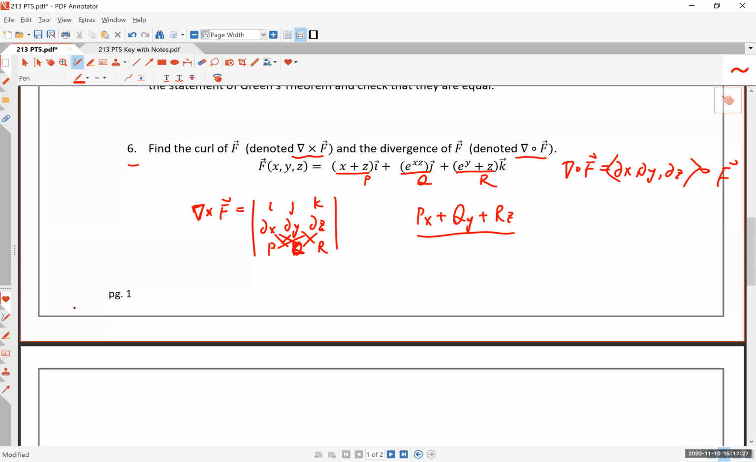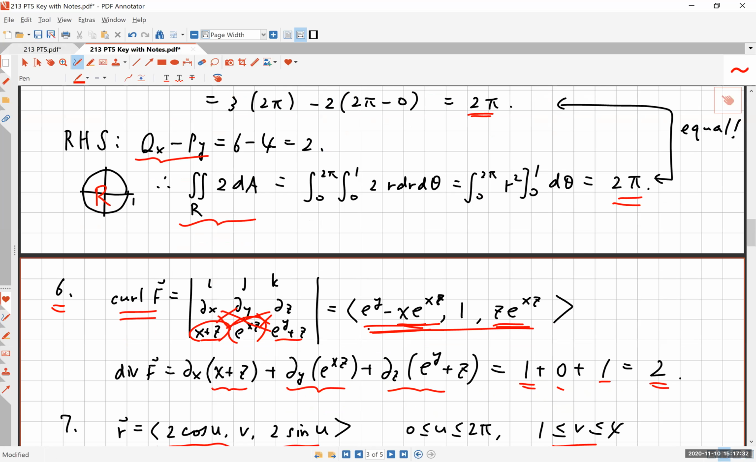And you can see number 6, the curl is, and again, let's make sure you understand this. The first component here would be the partial of this with respect to y, that's e to the y, minus the partial of this with respect to z. So now x is treated like a constant, so x comes in the front. So it's e to the y minus x times e to the xz, comma.